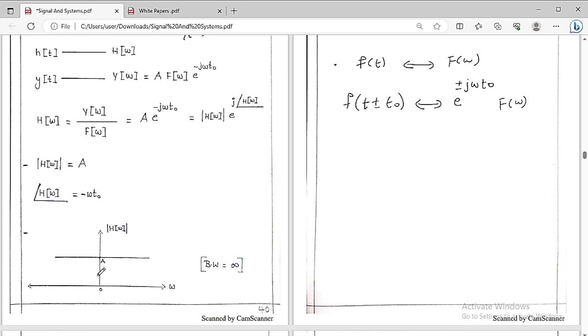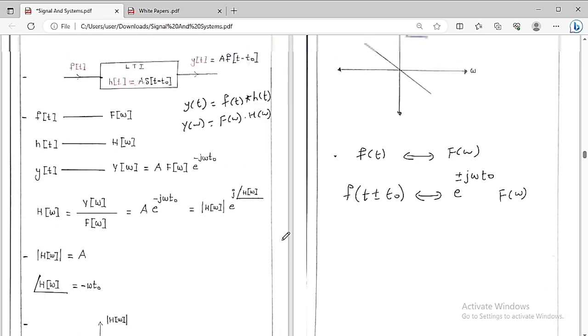So I want to draw the plot here. The magnitude spectrum, the magnitude of H of omega, for all values of omega from minus infinity to plus infinity, its value is always equal to a constant, equal to A. So what is the bandwidth? Bandwidth is nothing but the range it covers, all the range from minus infinity to plus infinity. So bandwidth is equal to infinity.